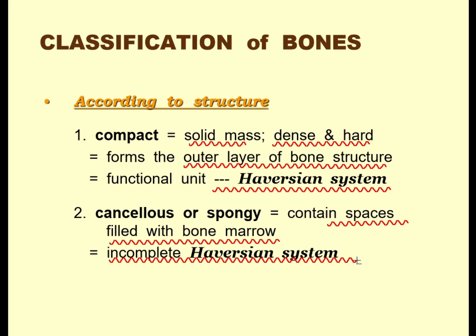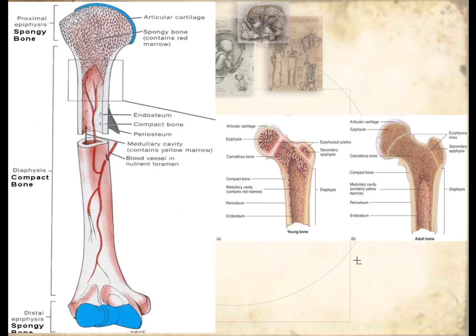So this is according to the structure, right? Next, here you can see these parts are the spongy bone and this part is the compact bone. The lower part is also the spongy bone. Here you can see the spongy bone contains the red marrow.